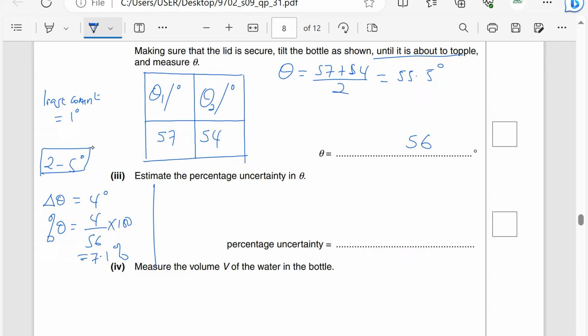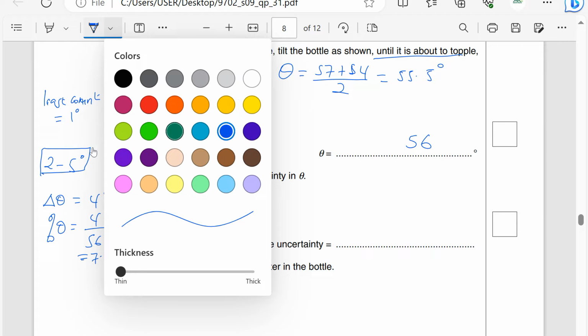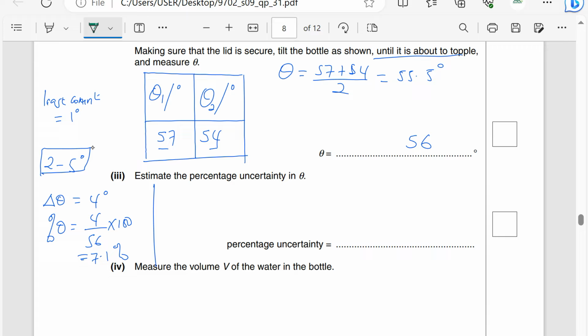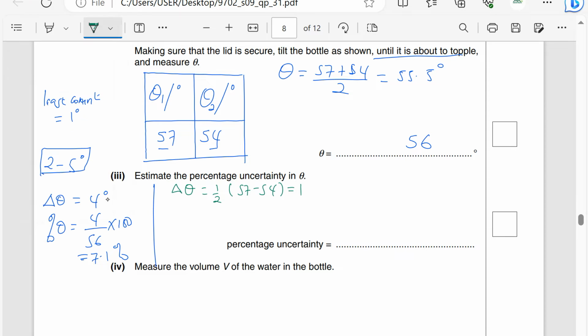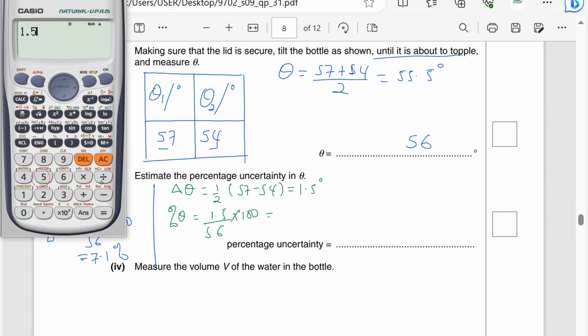Alternatively, since I have repeated measurements which are different, I can say the absolute uncertainty is half of the range. So I'll use a different column. The absolute uncertainty in theta is going to be half of the range. That is half of 57 minus 54, which is 3 divided by 2, which is 1.5. That is the absolute uncertainty, in degrees. Then the percentage uncertainty in theta is going to be 1.5 divided by the value of theta, which is 56, times 100.